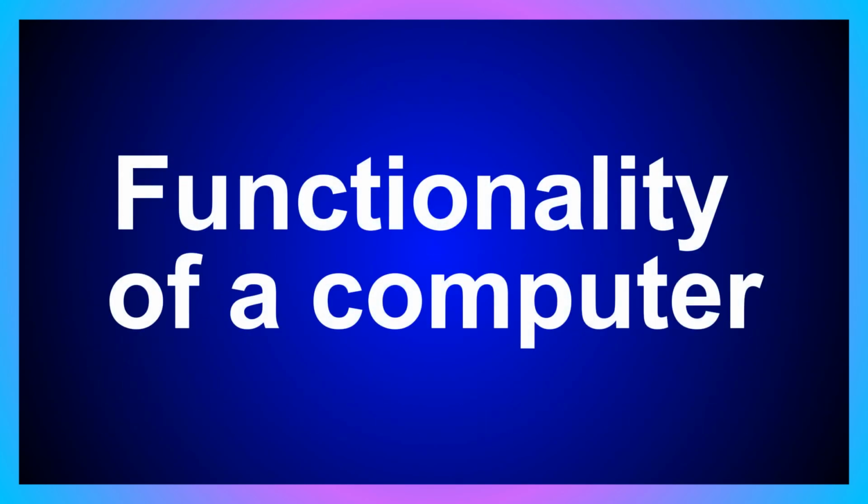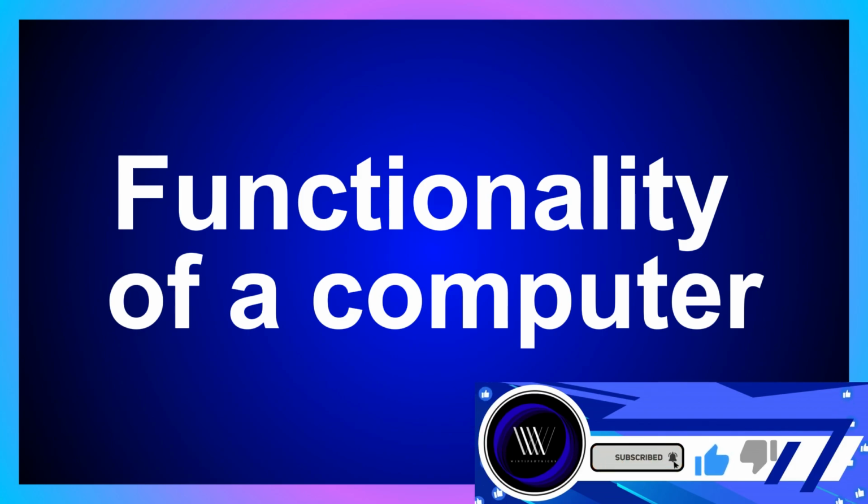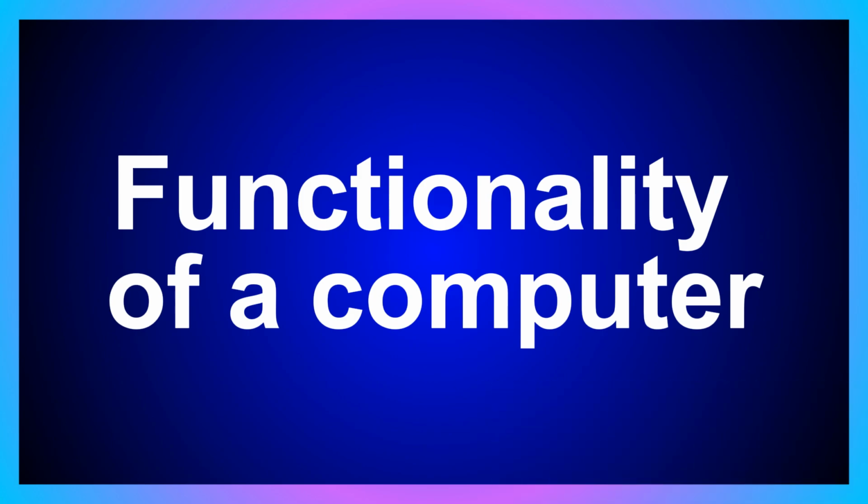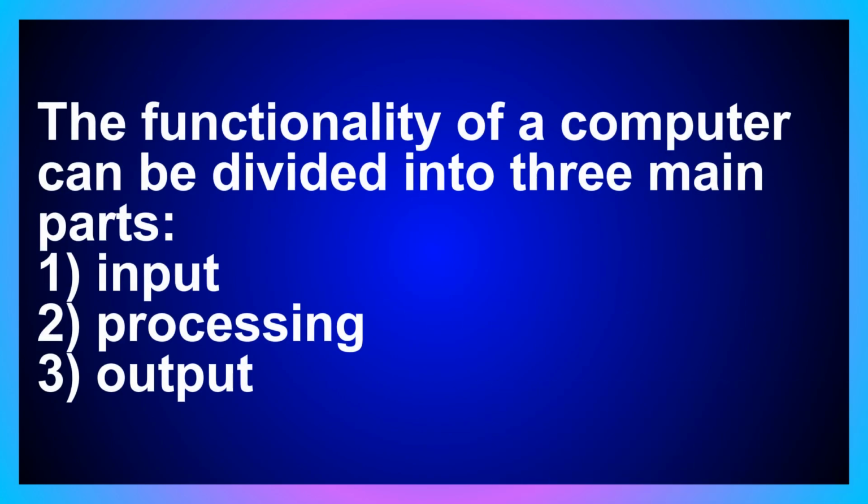Now that we understand how a computer works, let's talk about its functionality. The functionality of a computer can be divided into three main parts: input, processing, and output. Now, let's talk about each one by one.